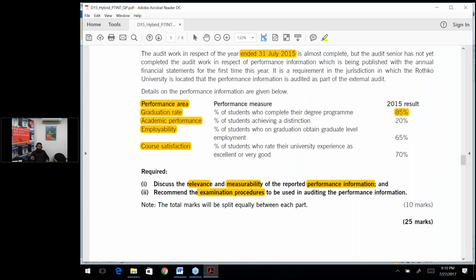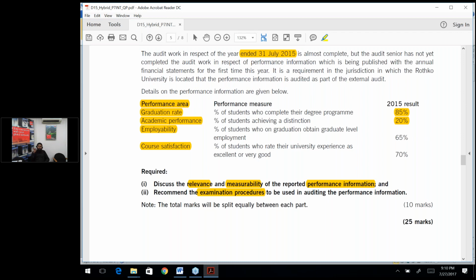Number two, percentage of students achieving a distinction. Your procedure is going to be that you inspect the distinction criteria and then you compare the results of those students whom the university claims to have achieved distinction with that criteria, to confirm whether the distinction has been achieved or not.